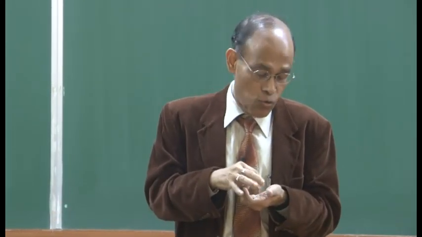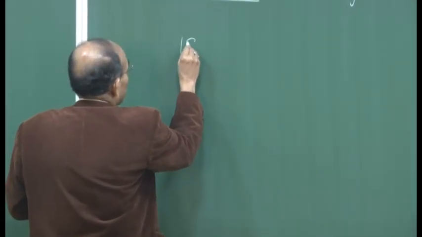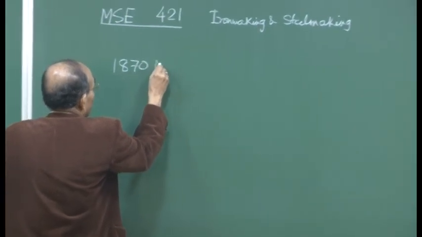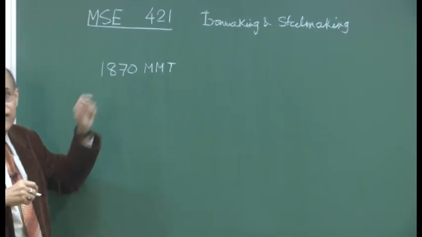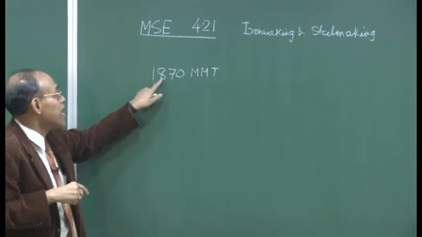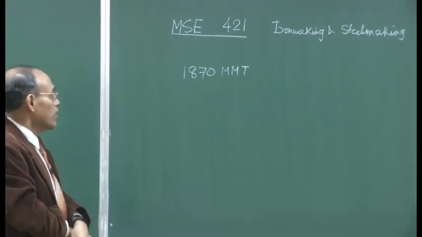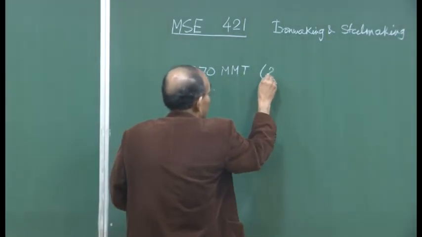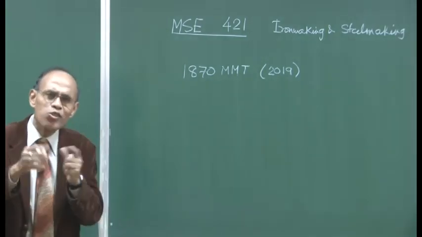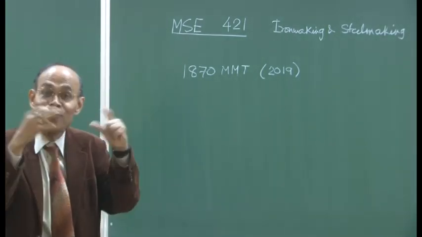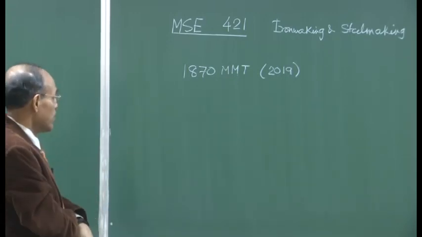And totally, if you look at the world production, you see that something like 1870 MMT, and that's what we write like million metric tons. Okay, so it is 1.87 billion tons of steel is produced globally in 2019, that's the 2019 statistics. And each ton of steel approximately cost about half a lakh of rupees. So you can imagine the financial implication of the business as far as steel production is concerned.